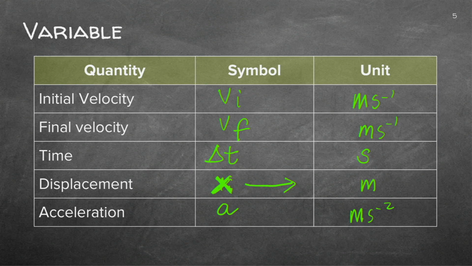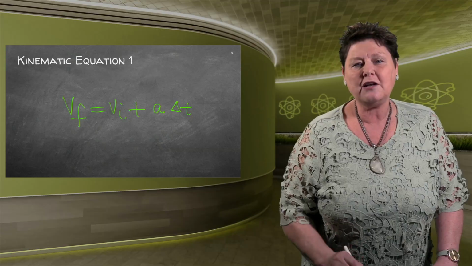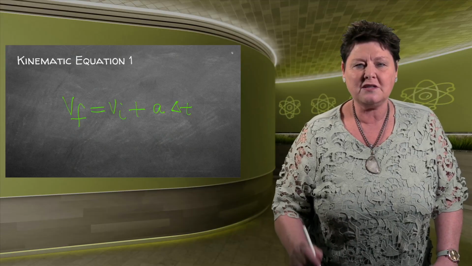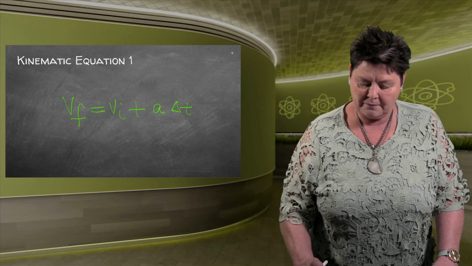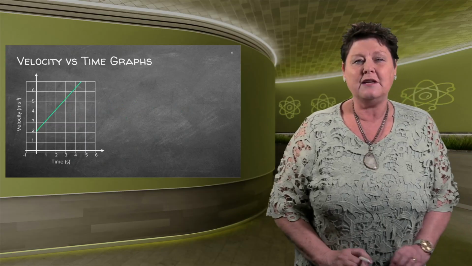Make sure that you know that the first equation is the final velocity equals the initial velocity plus the acceleration times the time. That will be the first equation on your information sheet, and you will just actually substitute those symbols with values if you have them. Let's go to the second equation.